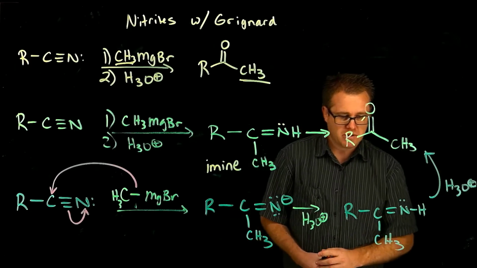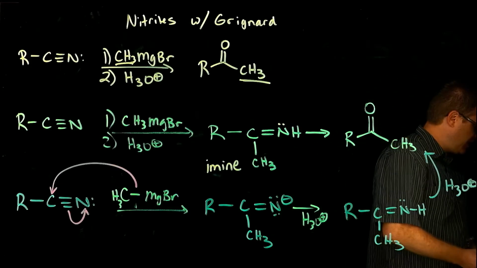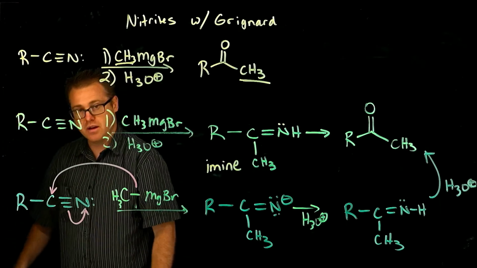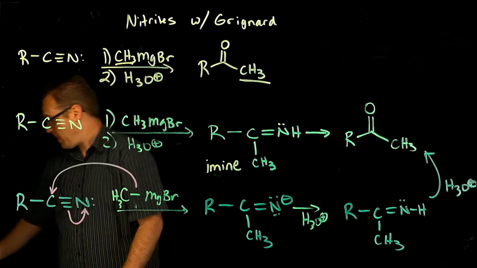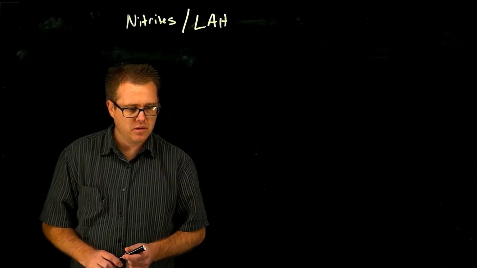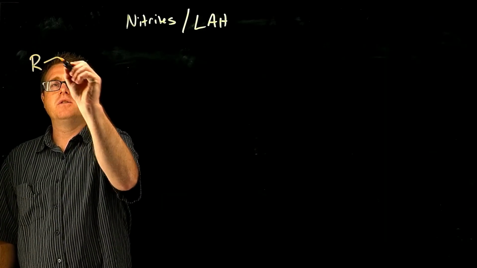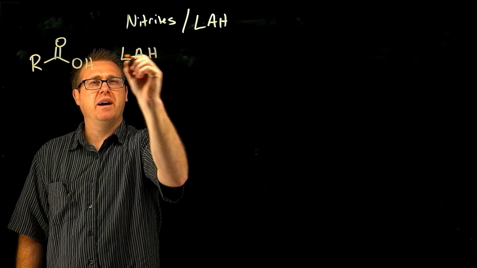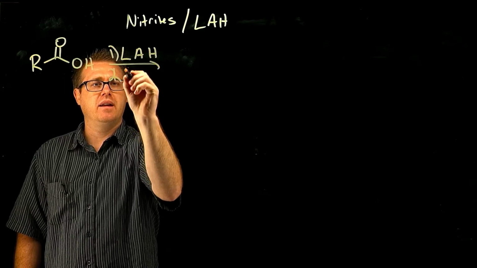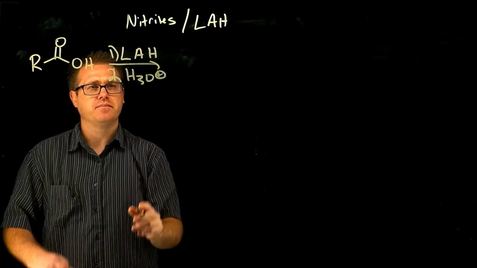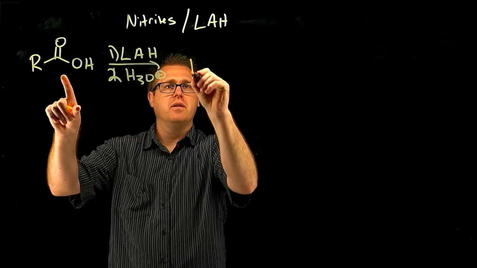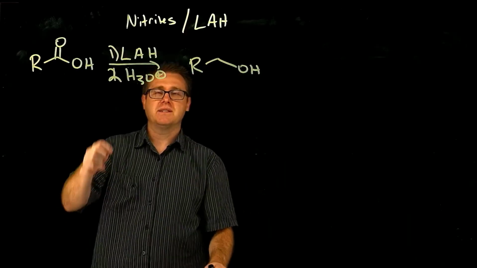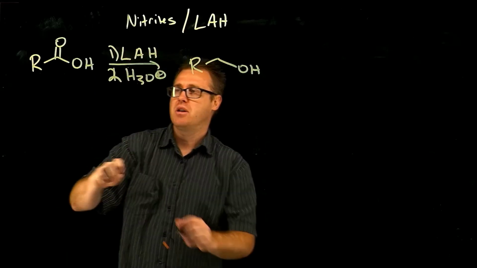The next reaction that we're going to take a look at is the reduction of nitriles. And this is going to be the last reaction for this video. Recall if you take a carboxylic acid and you treat it with lithium aluminum hydride and then do a acidic workup, what's the product going to be? That's going to be an alcohol. Right?